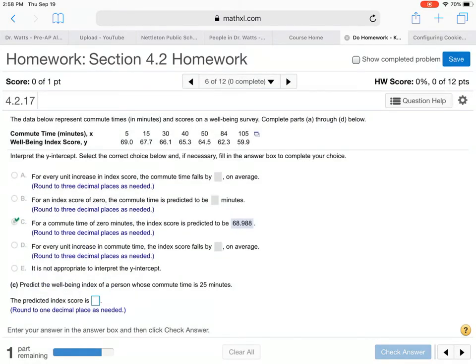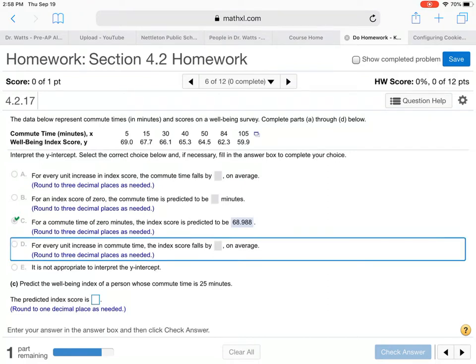Okay, so it is appropriate to look at the y-intercept for this problem because it is reasonable that your commute time could be 0 minutes. It could take you less than a minute to get to work. So it's reasonable to interpret the y-intercept for this. So when we plug a 0 in for the x of our y hat, then our y-intercept is interpreted as an index score of 68.988 for a commute time of 0 minutes.